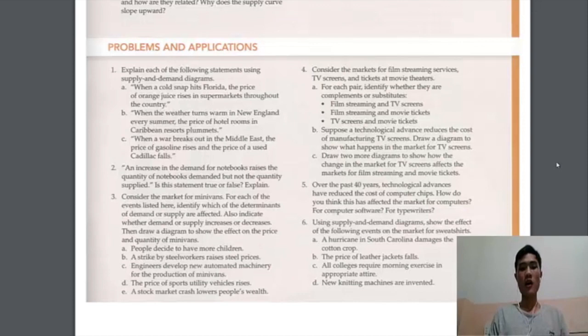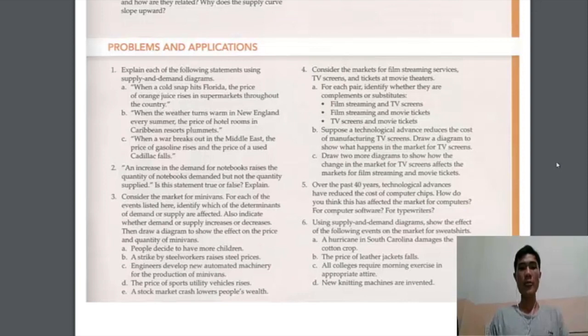So they have to decrease the price of hotel rooms to get more visitors, and the demand isn't changed. The demand isn't changed by the weather. So the price has to fall.